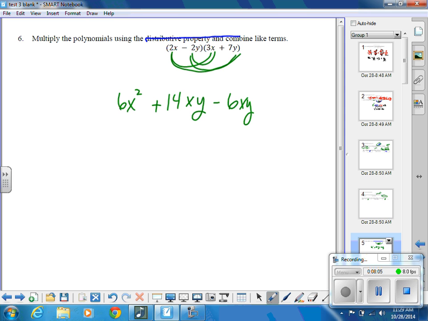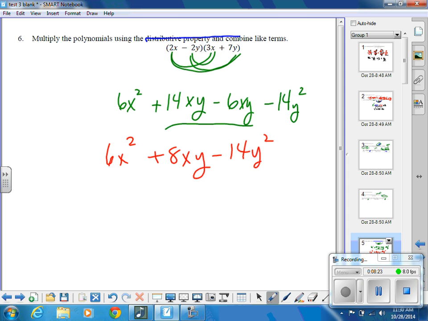Now last but not least, negative 2y and 7y gives me minus 14y squared. Now, I can't combine these. They are not like terms. So, 6x squared, 14 minus 6 is going to give me plus 8xy minus 14y squared. And I can't combine anything else. I'm finished at this point.